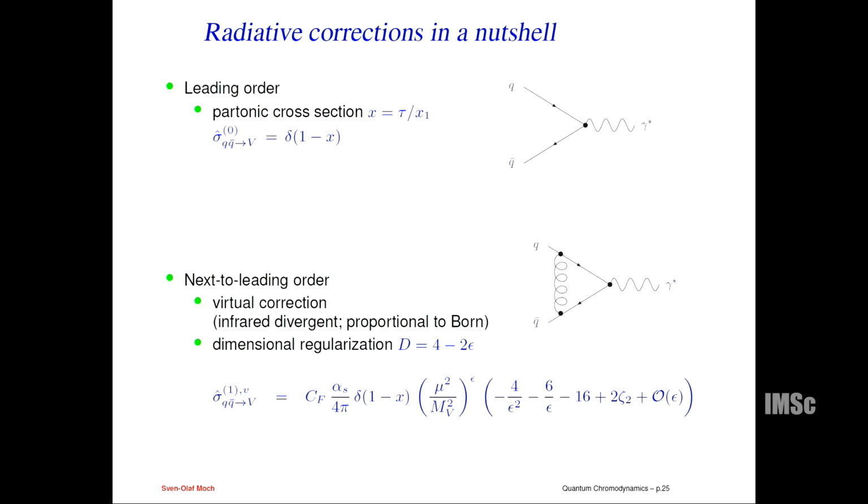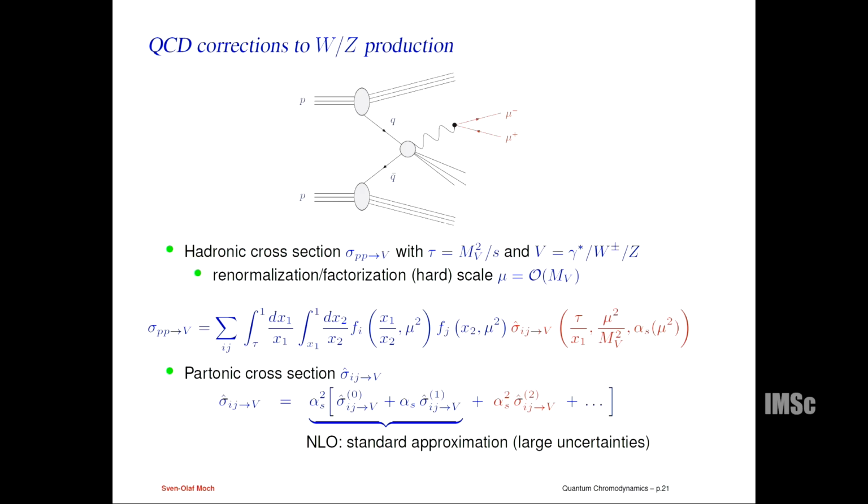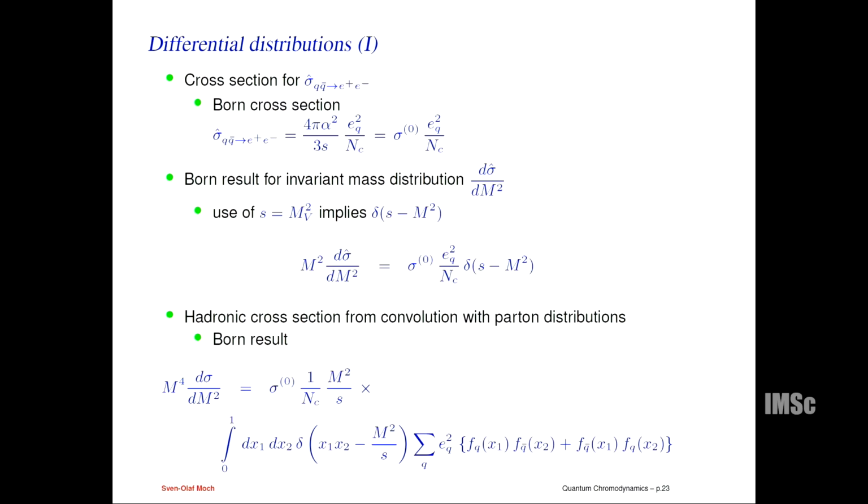Right. But just to wrap up with the QCD corrections, the leading order part in terms of the scaling variable x, which is entering in our formula. So this tau over x1 I abbreviate as x just for simplicity.